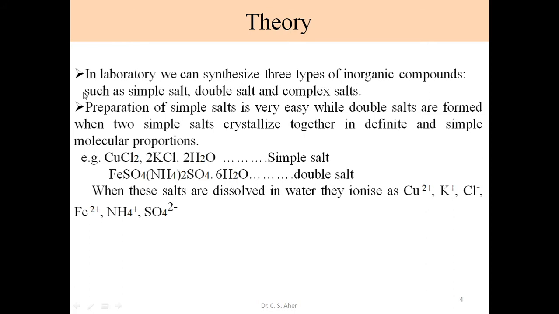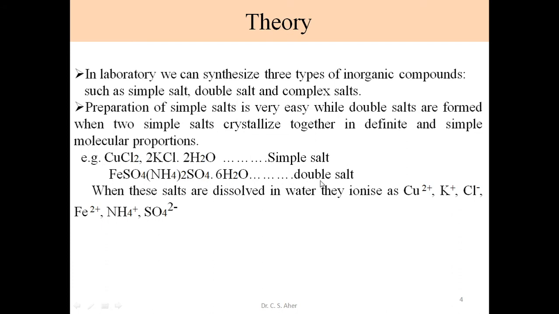These inorganic compounds are of three types: simple salts, double salts, or complex salts. When we prepare a simple salt, it is very easy, while double salts are formed when two simple salts crystallize together in a definite and simple molecular proportion. This is the example of simple salt: copper chloride, potassium chloride, 2H2O. Potassium chloride is one example of a salt, and copper chloride is another.